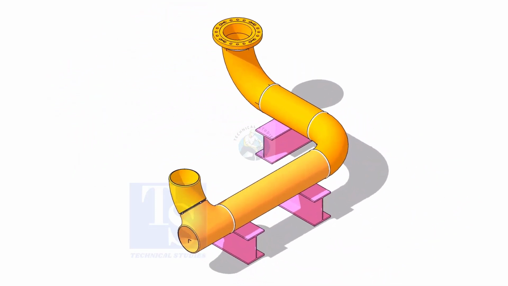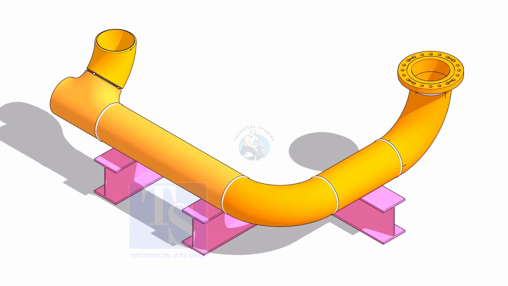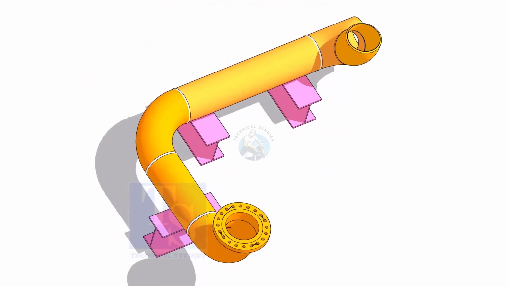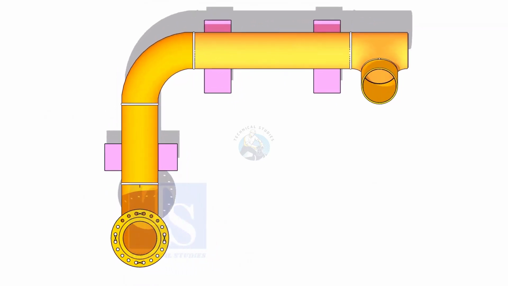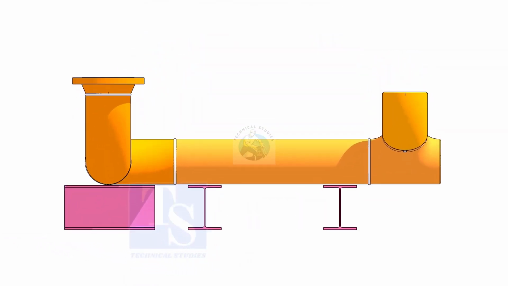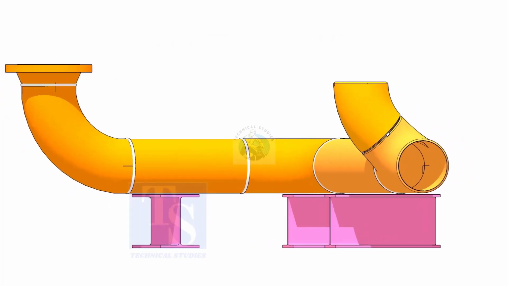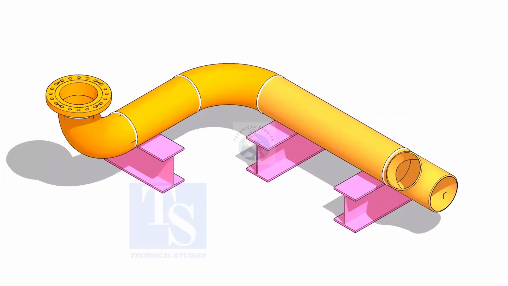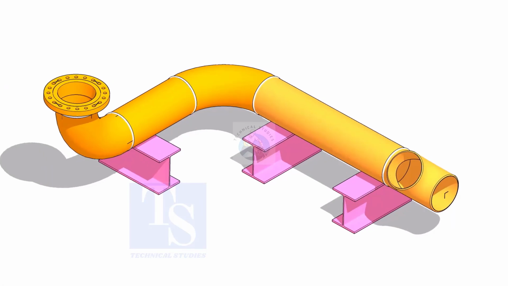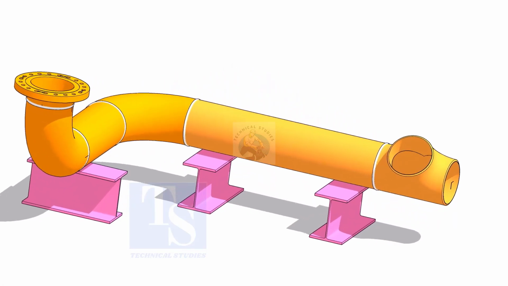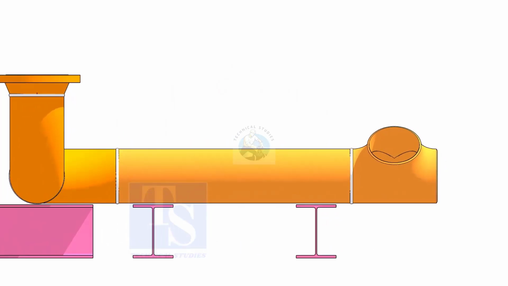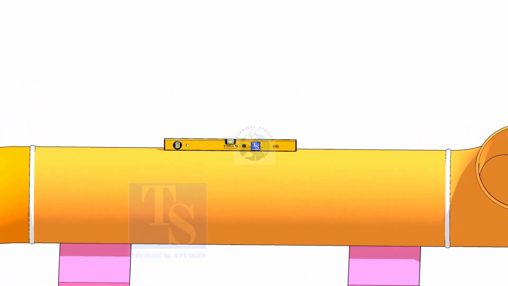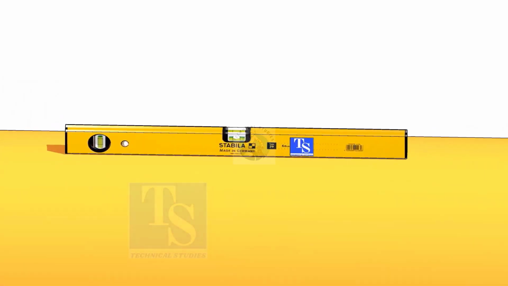In this video, I will show you how to fit up a 45-degree elbow in position on a fixed pipe in an easy method. Whenever you fit up a pipe fitting on an existing line, the first thing to do is check the level and the dimensions of the pipe.